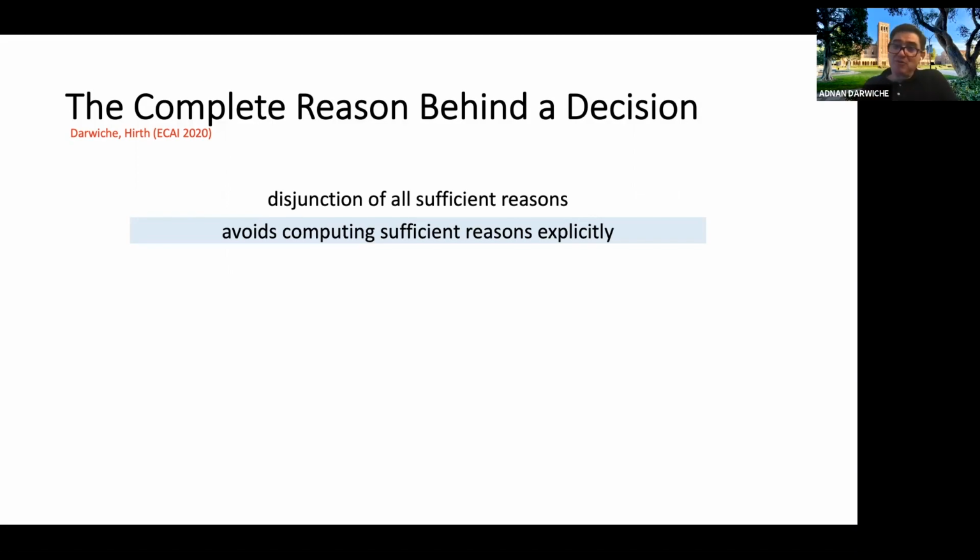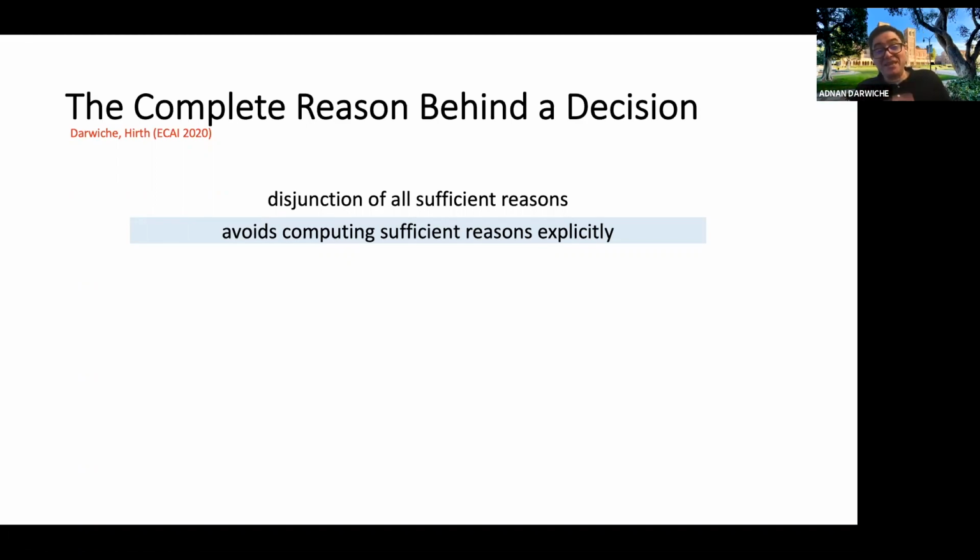Now, why would I want to do this? I'll show you an example, because there are certain types of analysis you may want to do that in principle require examining all sufficient reasons. And I want to avoid doing that explicitly. So if I capture all of the sufficient reasons using a Boolean formula without having to enumerate them, I can answer these questions by operating on the Boolean formula instead of operating on the individual sufficient reasons. I'm going to give you an example in just a second.